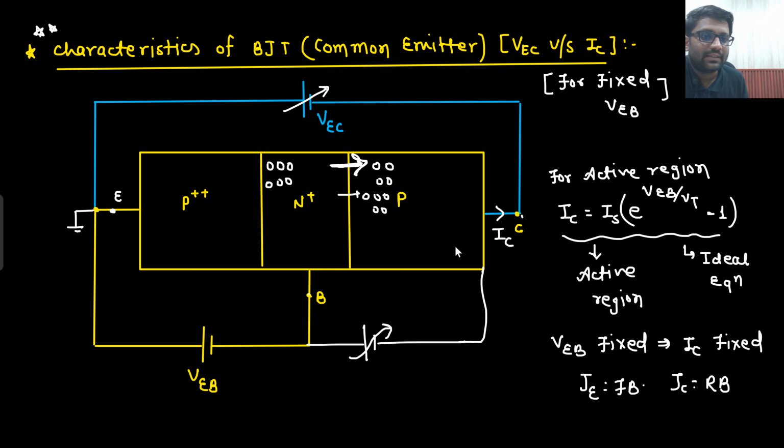But do I want this? Do I want IC to be a function of this potential? Let's call this potential VCB. Do I want this? No, I don't want this. How can I stop it?